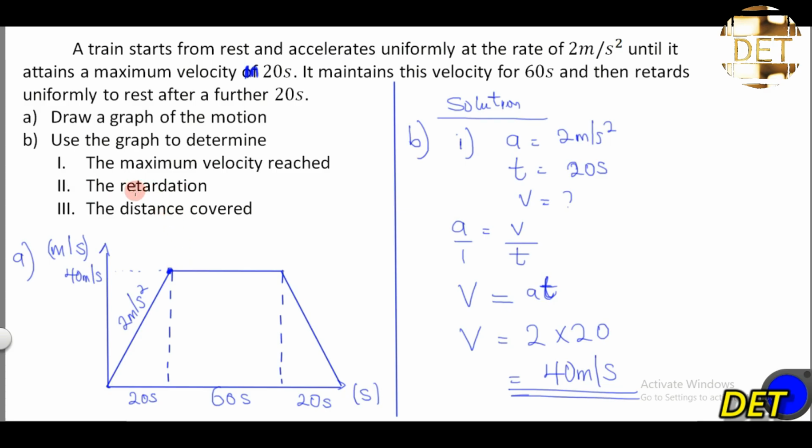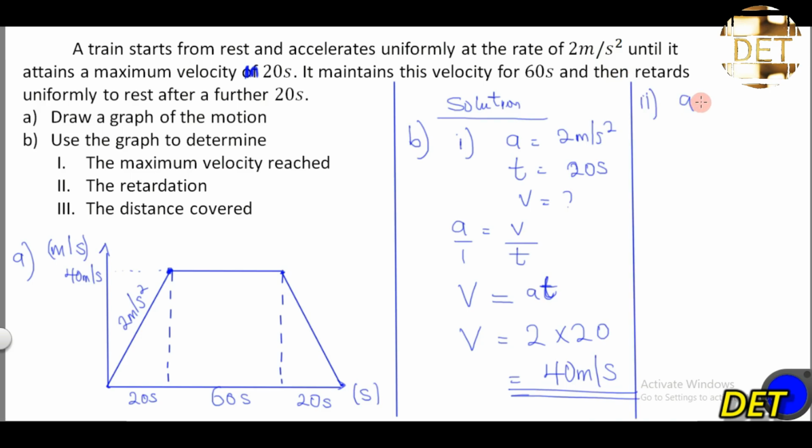Retardation. And what is retardation? Retardation is negative acceleration, right? That's from here, this slope is what we're looking for, from here to here. So how do we look for our retardation?